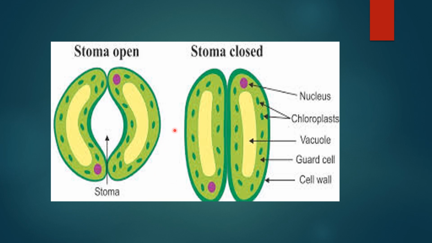In this picture, you can see that the guard cells have become board shaped. As a result, stomata opens. In this case, the walls of the guard cells have touched each other. As a result, the stomata has closed.